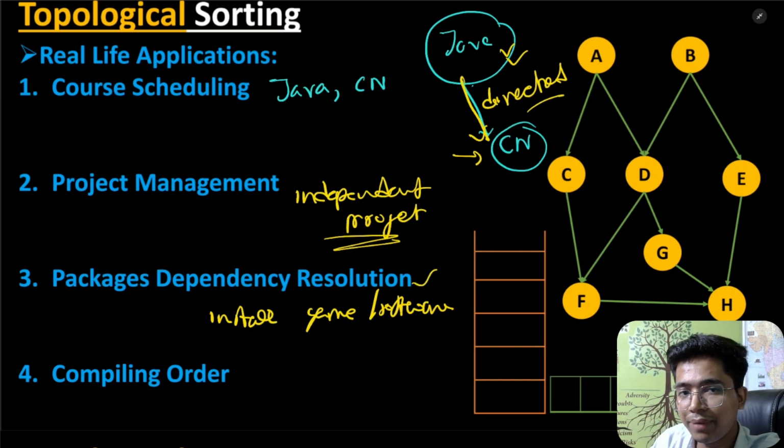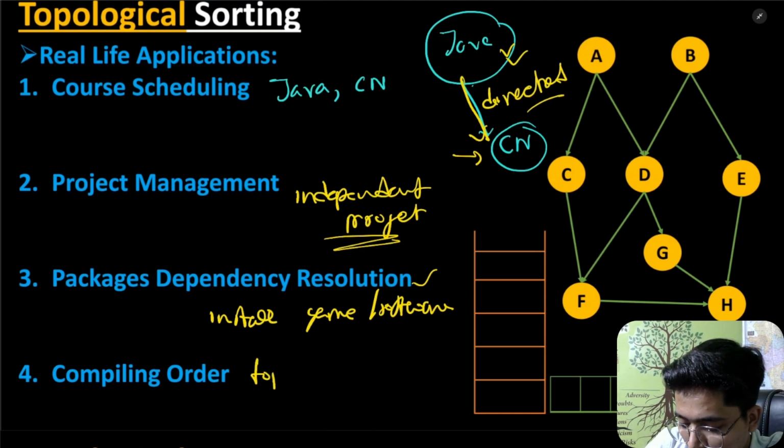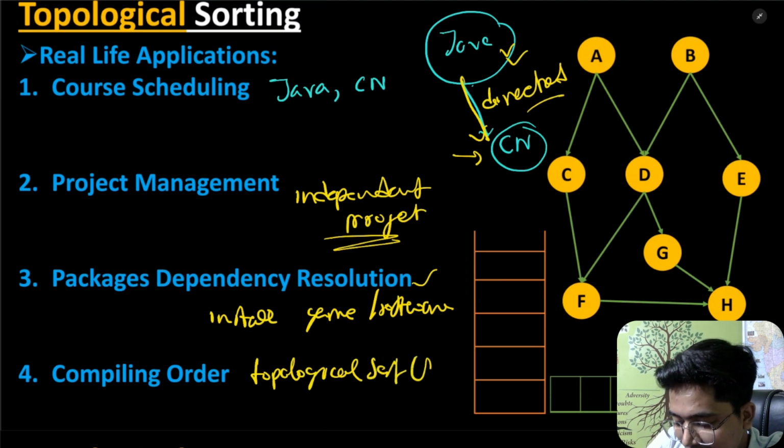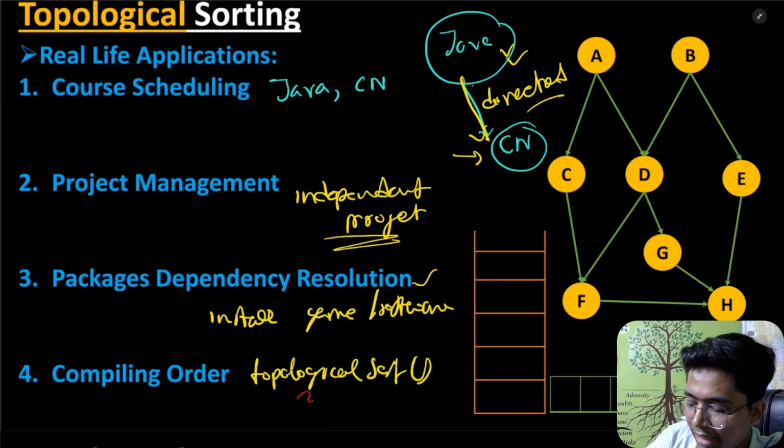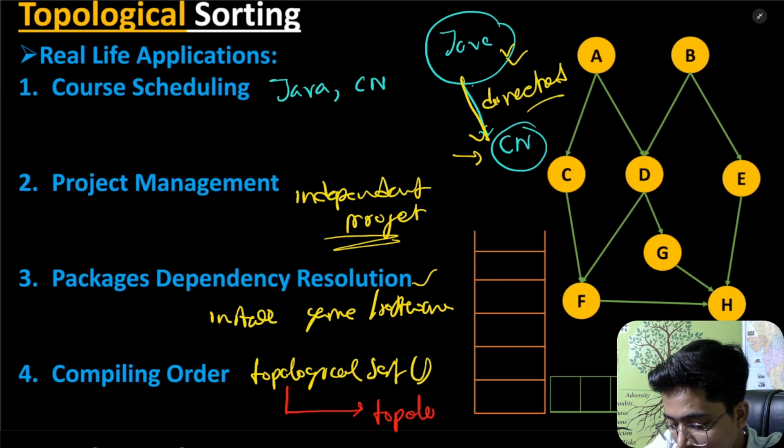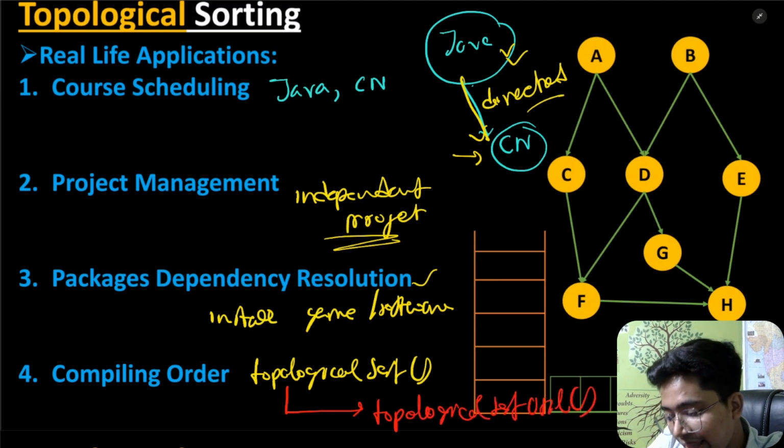Compiling order, this is very easy. Let's say this is topological sort. There is a function topological sort, and this function is dependent on another function. That means it is calling another function inside, topological sort util. It is calling this helper function.